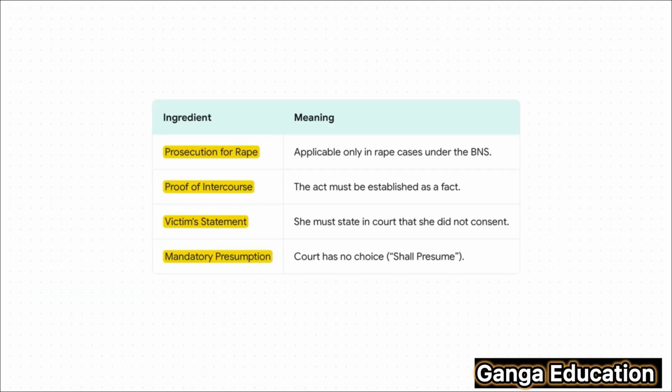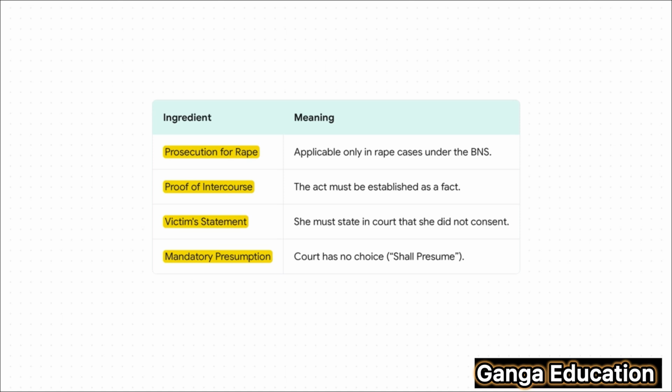There are 4 key ingredients. First, the case has to be a prosecution for rape. Second, and this is a precondition, sexual intercourse must be proven as a fact. Third, the victim herself has to state in court that she did not give her consent. And finally, the most critical part, the mandatory presumption.